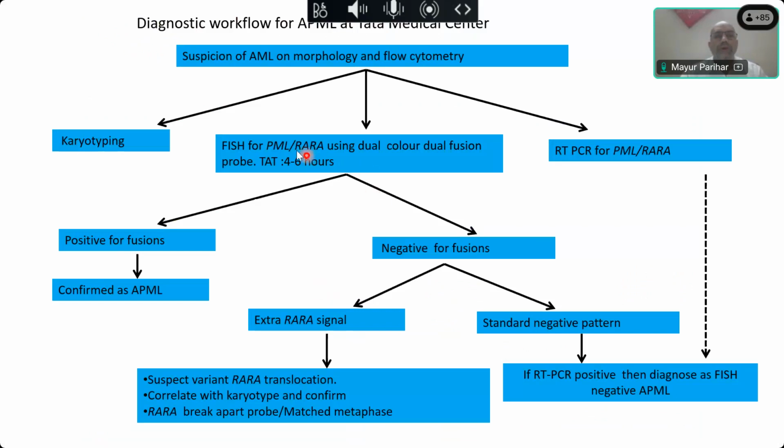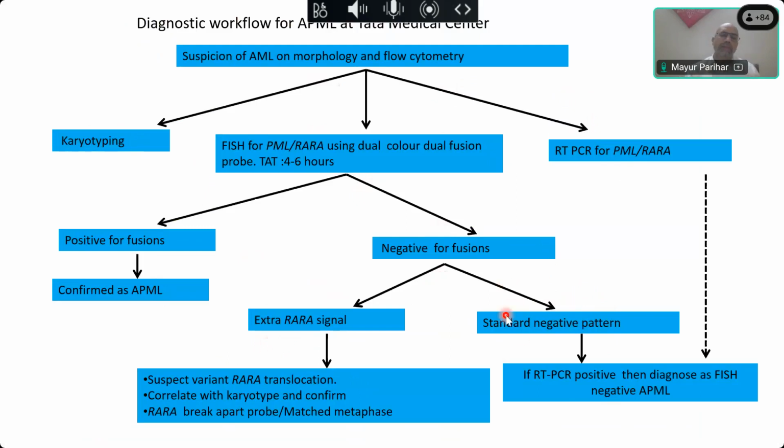So what should be your workflow for APML? Send for karyotyping. Suppose it doesn't turn out to be an APML, karyotyping is essential for risk stratification of this patient. We always send for an RT-PCR also. FISH for PML-RARA, we report within 4 hours: positive for fusions, confirmed as APML; negative for fusion, extra RARA signal, put variant, put a RARA break apart probe, correlate with karyotyping, match metaphase and RARA break apart. And if you get a standard negative, then do an RT-PCR. If not, you do a next generation sequencing, and then you can identify the RARA variant.